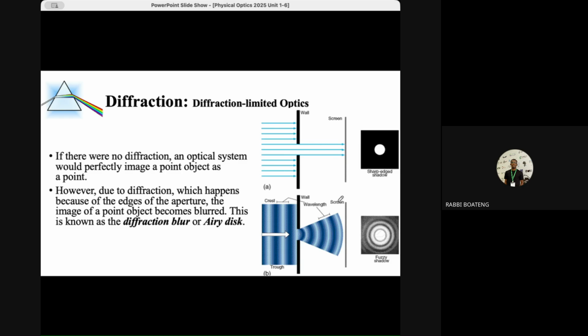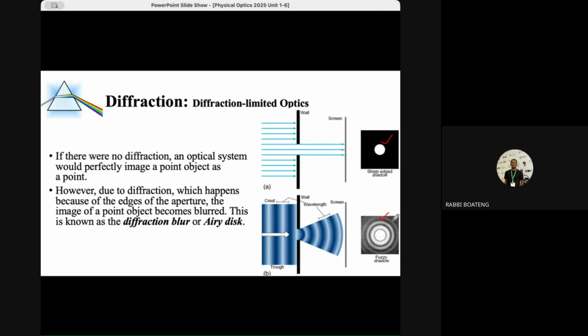Now, let me explain what we call the Airy disk here. Supposing there's no diffraction in any optical system, you should be expecting that when light passes through here, you should be getting very sharp edges like this. Very, very sharp edges. But that is not the situation. Whatever be the case, you are going to get diffraction. Is that okay? Because anytime light enters a hole, it doesn't just go straight, it spreads out, as I said earlier. Is that okay? And that is what gives us this blurry situation.